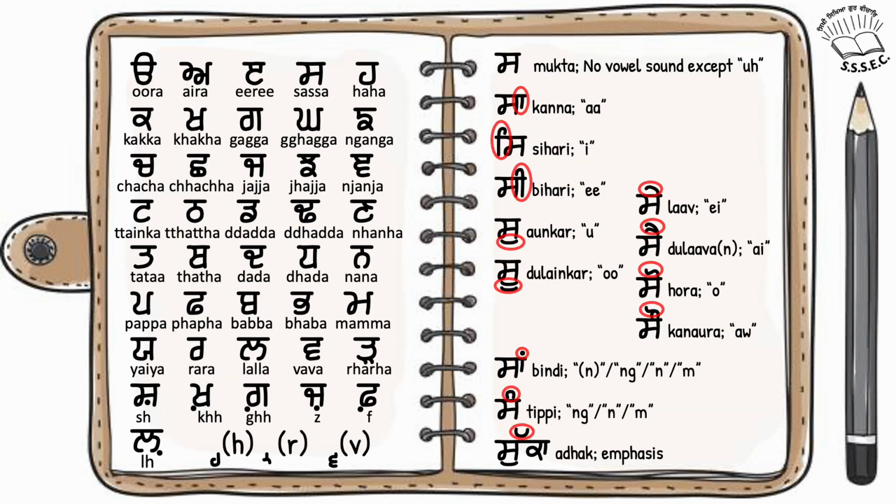And this slide here is just a quick summary of all the akhar, the letters, and the matra, the vowel sounds and the diacritics, which are used in the Punjabi alphabet. And I'll quickly just go through them all and how to pronounce them, and then we'll learn each one in more detail, one by one.